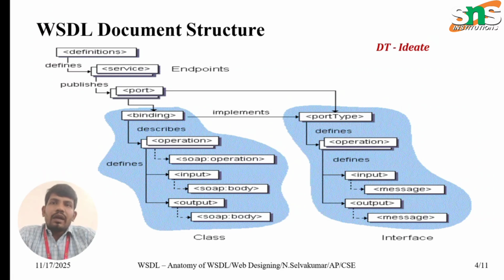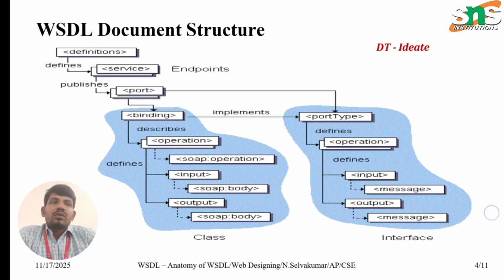The next one is the binding. It specifies how the operations described in the port type are transmitted over the network, including protocols like HTTP and SOAP, and the data formats. The next one is the service. It is used to define the endpoint address, where the actual service can be accessed, combining the binding with network locations like a URL, a uniform resource locator.